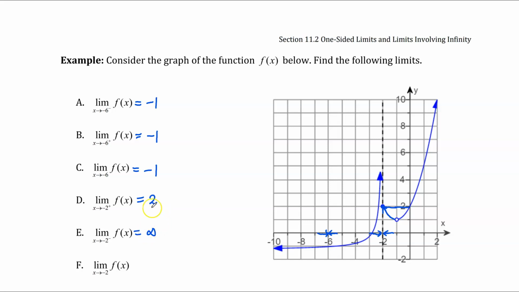And since these two are not equal, then we say that the limit of the function without the sign, that means you look at the left-hand limit and the right-hand limit and see whether the two are equal. Since they're not equal, then we say that the limit of the function as x approaches negative 2 does not exist.